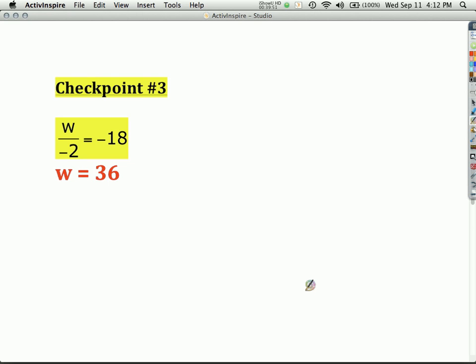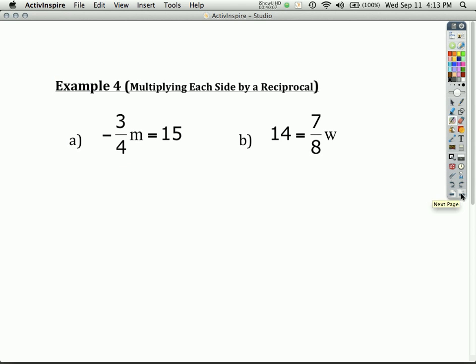Give me a thumbs up if you got checkpoint number 3 correct. Good. Put your thumbs down. We got almost everybody. Good. We've got one last instance. It's the most challenging, but you'll be okay. The last example, how to deal with an equation where the coefficient is a fraction.